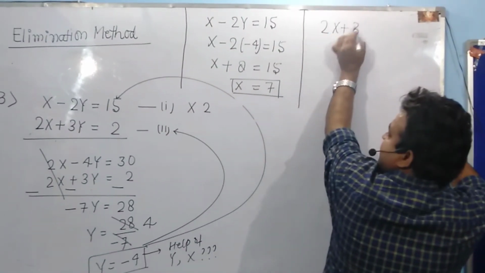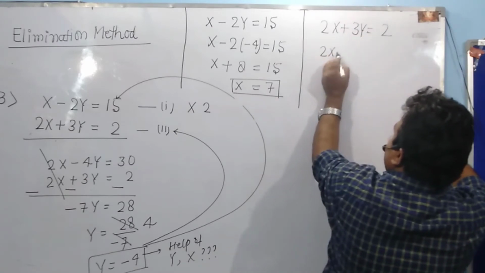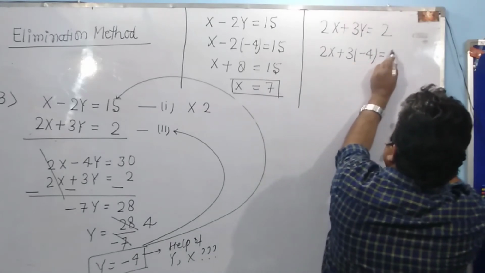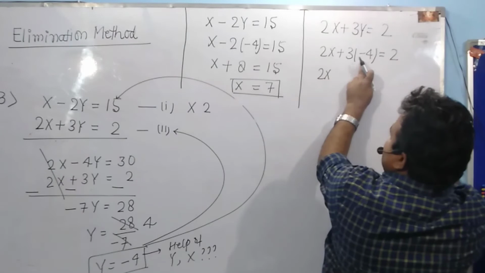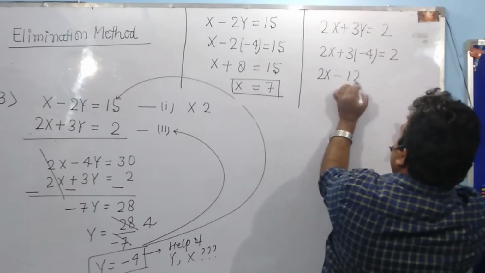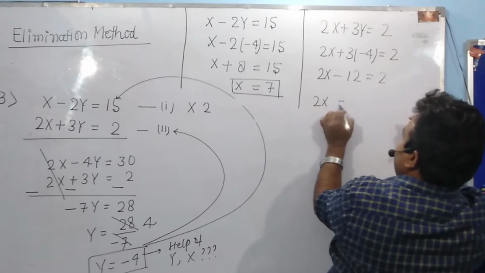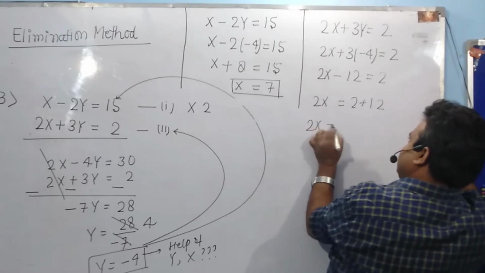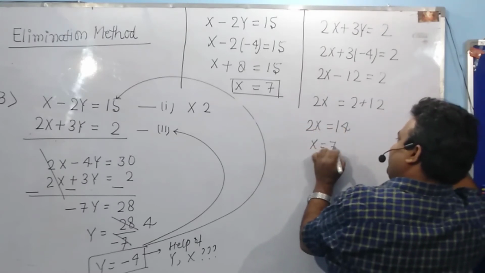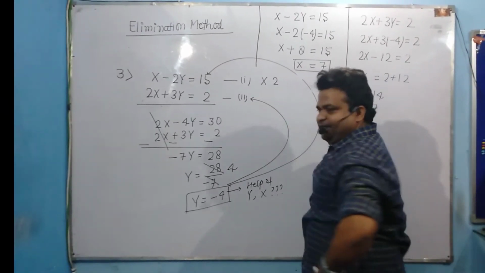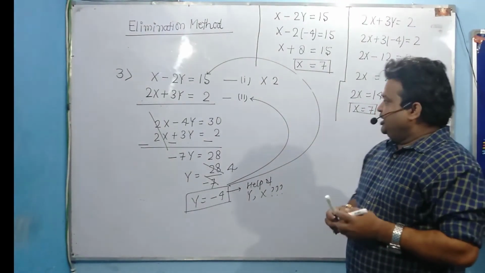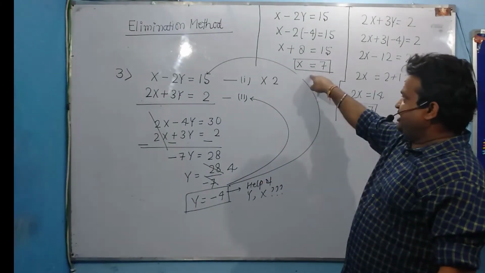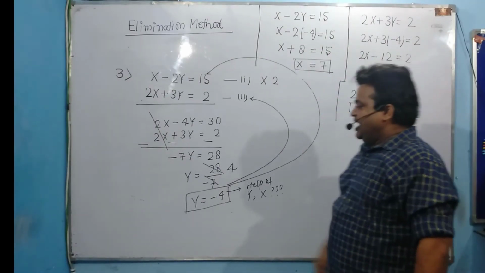My second equation is 2x plus 3y is equal to 2. If you put y equal to minus 4, then 2x plus, and plus and minus multiplication gives minus, 12 is equal to 2. So 2x is equal to how much? This 12 on the right-hand side means addition, so 2x is equal to 14. My x becomes 7 again. So if you put this y value in any of these equations, your result becomes the same. You will get x equal to 7 and y equal to minus 4.